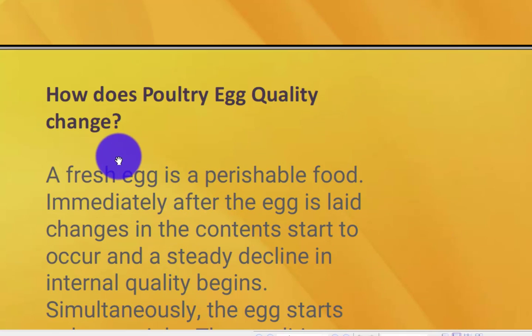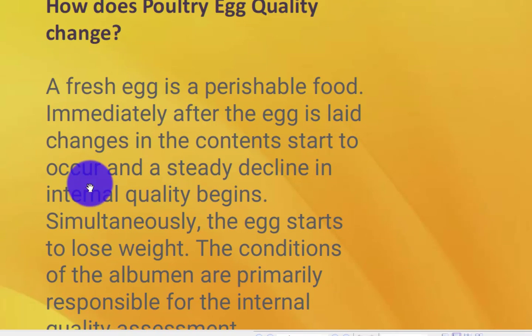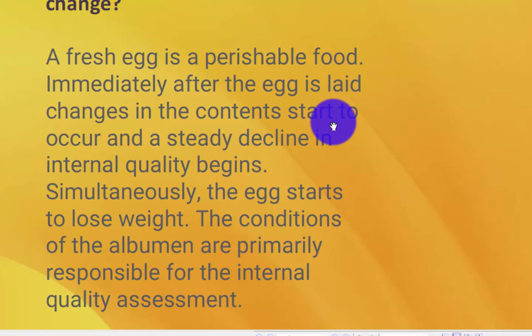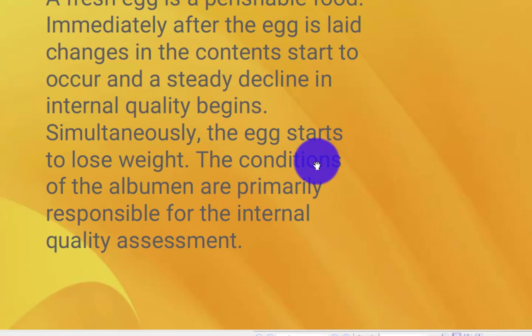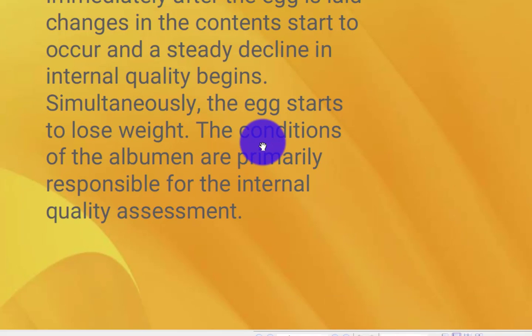How does poultry egg quality change? Why do we find a very good quality egg and a bad quality egg, or something in between? A fresh egg is perishable food. Immediately after the egg is laid, changes in the content start to occur as internal quality steadily begins to decline. When we store the egg, the internal quality goes down. Simultaneously, the egg starts to lose weight.